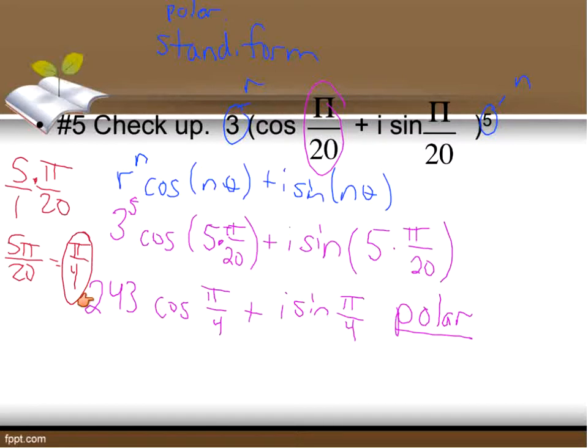So at this point, we're at polar form, which is not quite what my question number 5 is asking me on the checkup. It wants me to take it all the way to standard form. So all that means is I've got to keep reducing a little bit more, meaning I have to get rid of my cosine pi over 4 and my sine pi over 4. If you look at the chart that I gave you a while back, we know that cosine pi over 4 is root 2 over 2. There's still that 243 out front. And then sine of pi over 4 is also root 2 over 2.